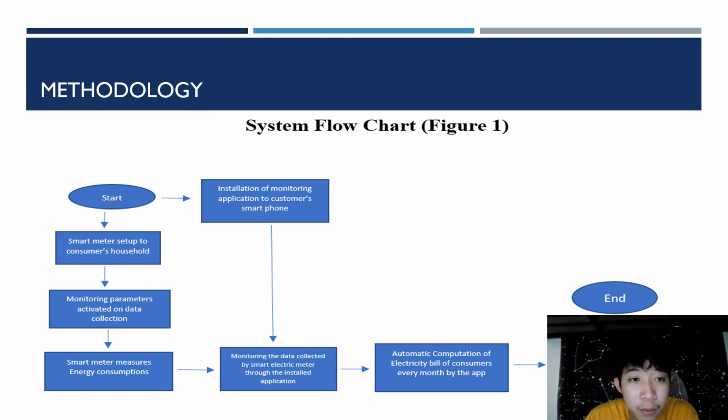So for the system flowchart, the start is installation of the monitoring application on customers' smartphones. Smart meter setup in the consumers' household, with monitoring parameters activated for data collection. Next, the smart meter measures energy consumption, and the data collected by the smart electric meter is monitored through the installed application. Then there is automatic computation of the consumer's electricity bill every month by the app. And lastly, the electricity bill computation can be monitored.